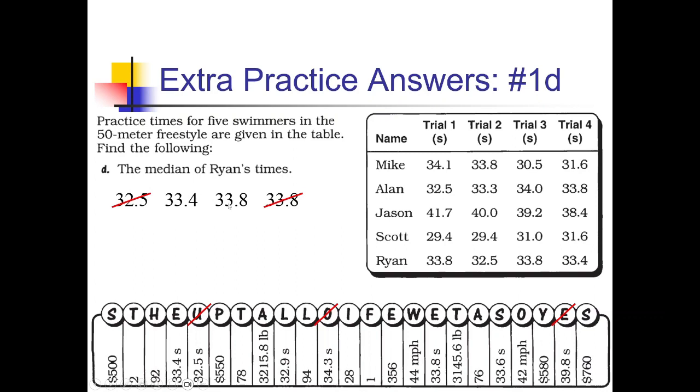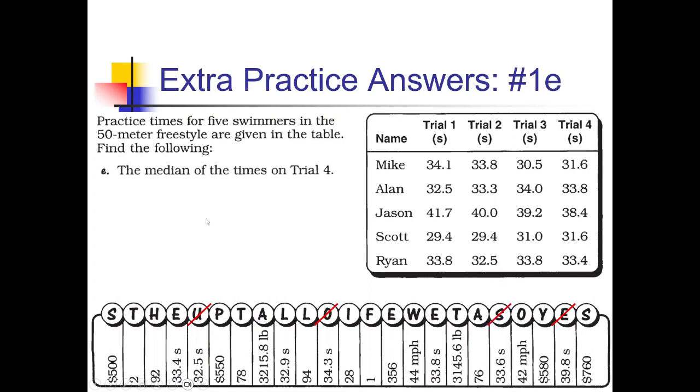So we have to average these, basically add them together and divide by 2. Now, I could do this on the calculator, but this one's actually pretty easy. I know that 33.6 is halfway between the 0.4 and the 0.8 here. So that's going to be my median, 33.6. And I see that right over here with S, so let's cross that off.